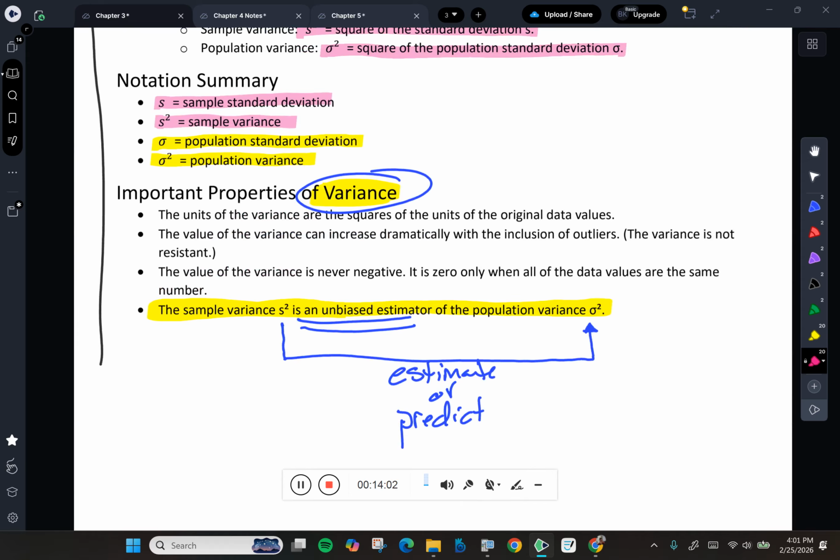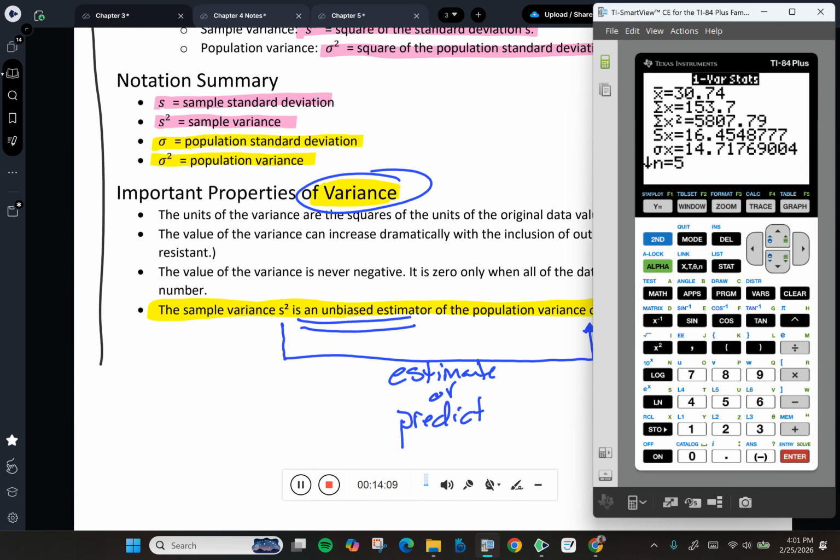Right? Now, if you're using the calculator, unfortunately, there is no variance. So what you will have to do, or what I would have to do, if I wanted the variance, is take the standard deviation from the calculator, that's 16.45 or that 14.71, and then square it.